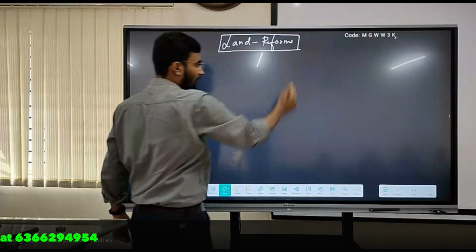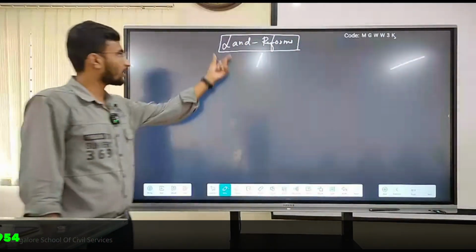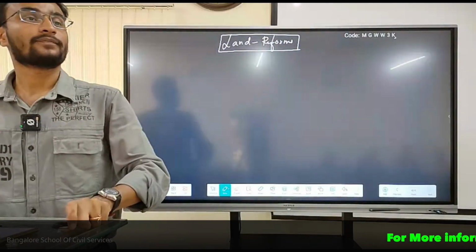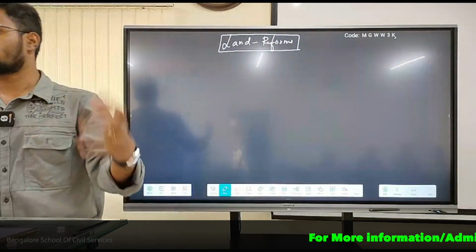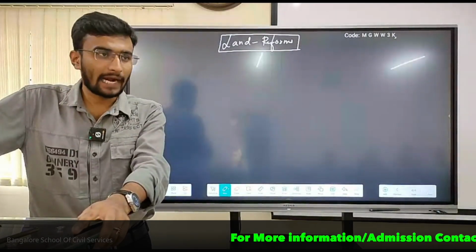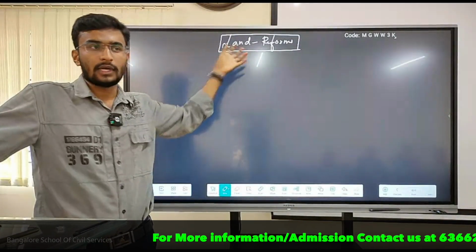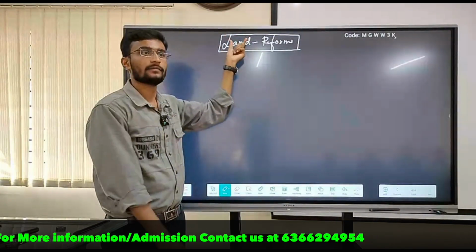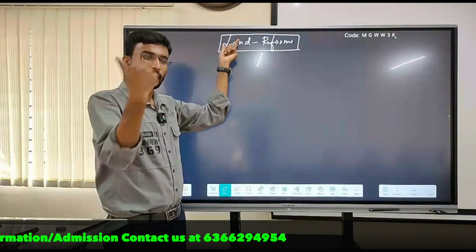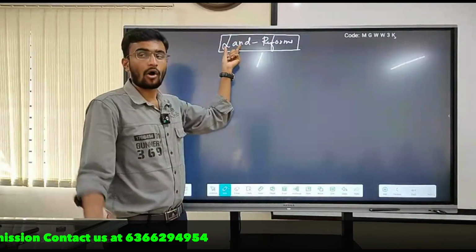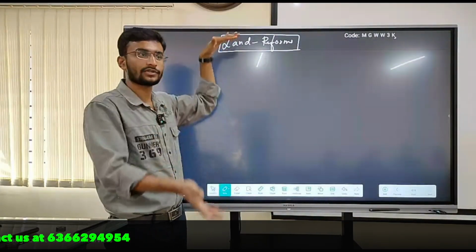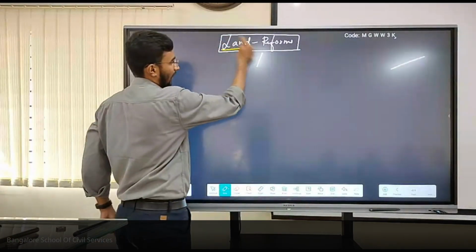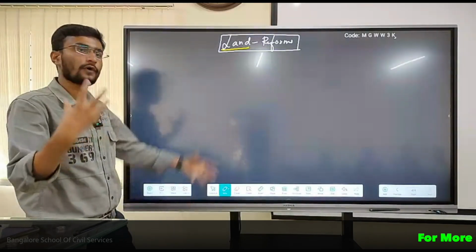Now with respect to land reforms, what is land? What are reforms? What do you mean by land? What do you mean by reforms? See, land is nothing but a commodity, yes or no? A commodity used to cultivate or for different activities, either for agriculture, cultivation, or for settlement in a particular region. Land is a commodity used for various activities.